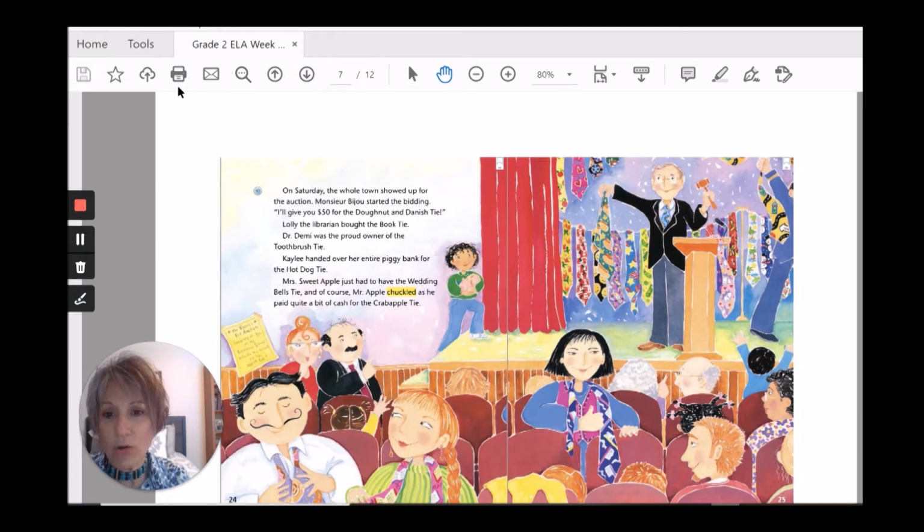On Saturday, the whole town showed up for the auction. Mr. Bijou started the bidding. "I'll give you $50 for the donut and Danish tie." Lolly, the librarian, bought the book tie. Dr. Demi was the proud owner of the toothbrush tie. Kaylee handed over her entire piggy bank for the hot dog tie. Mrs. Sweetapple just had to have the wedding bells tie, and of course, Mr. Apple chuckled as he paid quite a bit of cash for the crab apple tie.